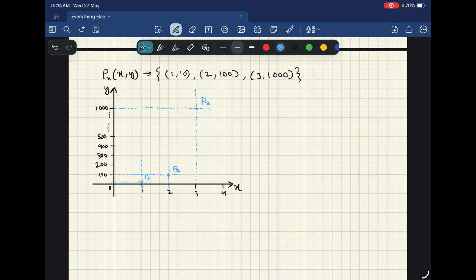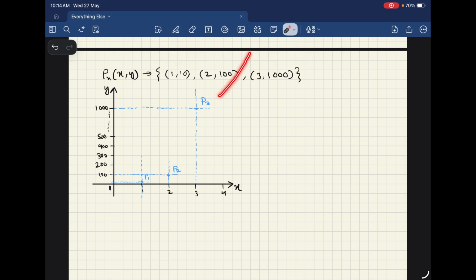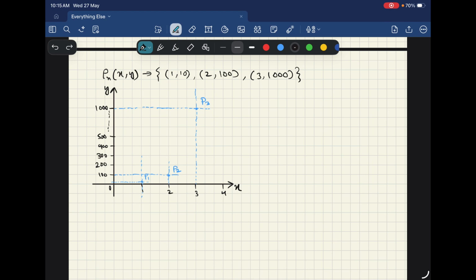Now I think you almost understood what the problem is. If we have a set of points where one value is changing very fast, like just for 1 it was 10, for 2 it became 100, for 3 it became 1000, and let's say for 4 it becomes 10,000. For P4 we'll have to go very high, right? So you see what the problem is? You understood the problem? Now let me show you the solution.